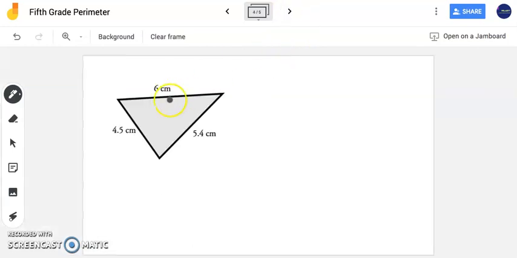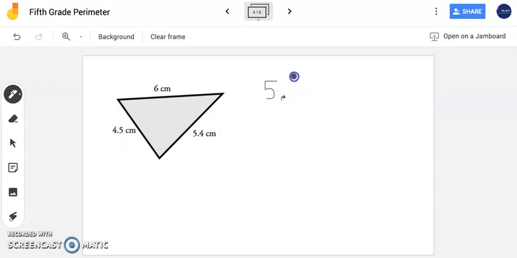Now, my next problem here is I have a triangle. Now a triangle only has three sides, which means to find the perimeter, I'm only going to be adding three numbers together. So here, I notice all three sides are actually labeled, so I don't need to do anything. I don't have to relabel anything. I already am given all three side lengths. So now I could simply begin adding.